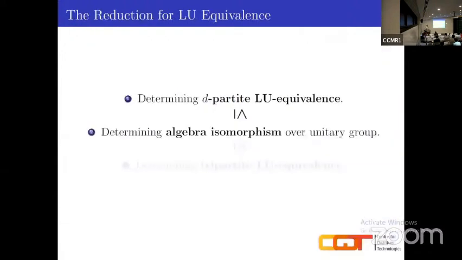And so this is a reduction we use to prove this. First we reduce the deep multipartite LU equivalence to an algebra isomorphism over a unitary group. And then we reduce this algebra isomorphism to tripartite LU equivalence.